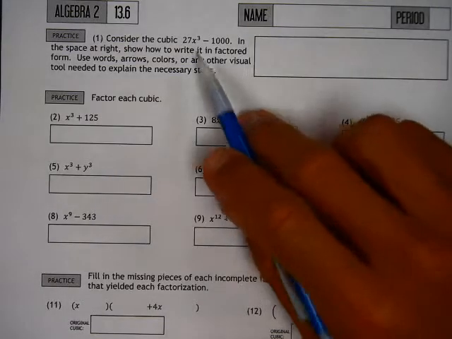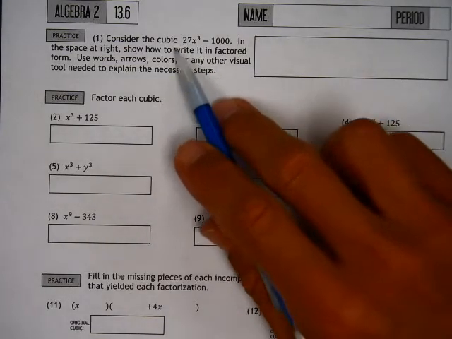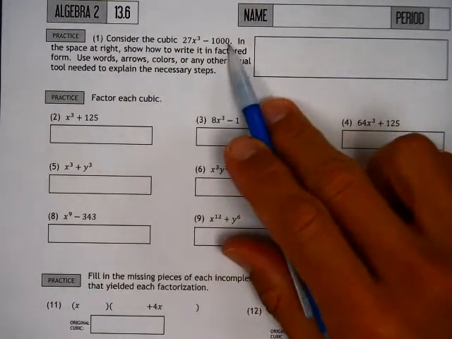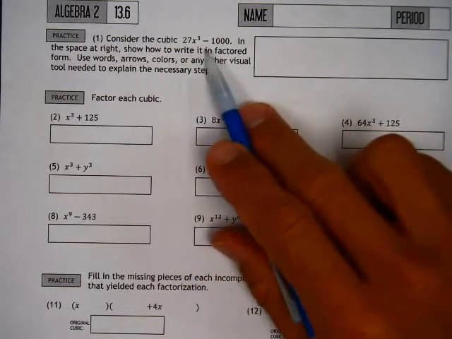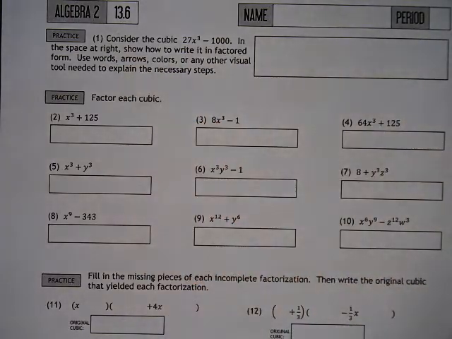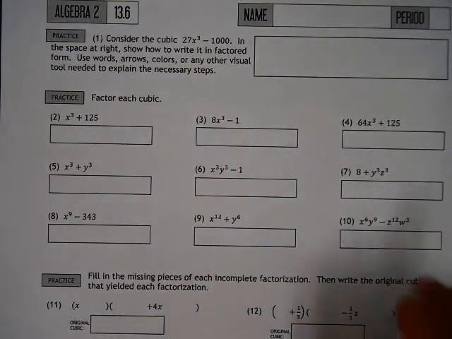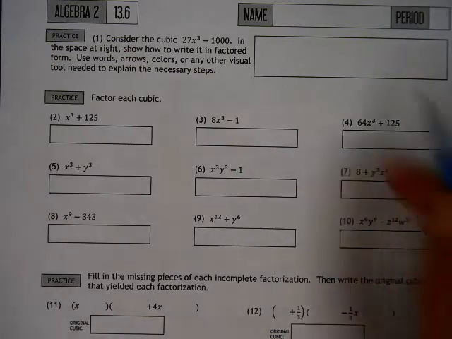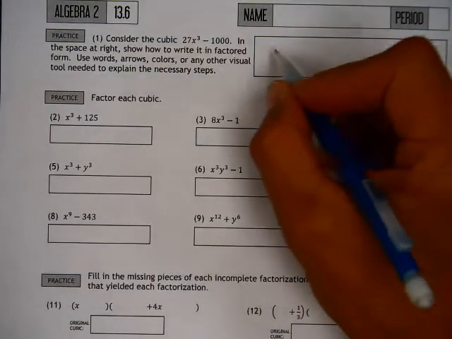So there's some rules that we want to try and follow when we consider this difference of two perfect cubes. In the space at the right, show how to write it in a factored form using words, arrows, colors, or other visual tools so that you can explain. So I'm going to try and give you those tools to explain.